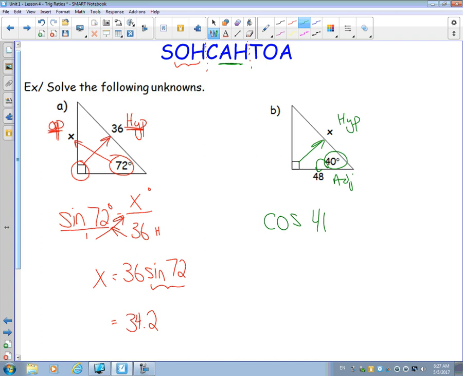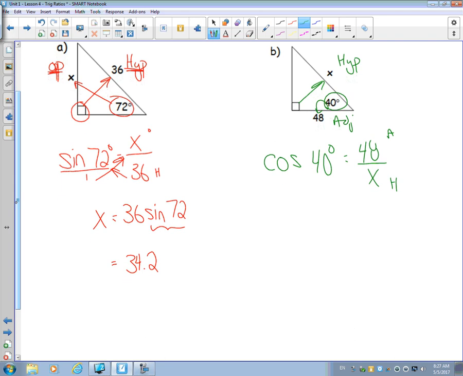So the cos of my angle equals my A, adjacent, over hypotenuse. A and H. I know it goes in that order because that's what cos says up here at the top. And then we're going to cross multiply. Okay, a little imaginary 1. 1 times 48 is 48. X times cos 40 is x cos 40.